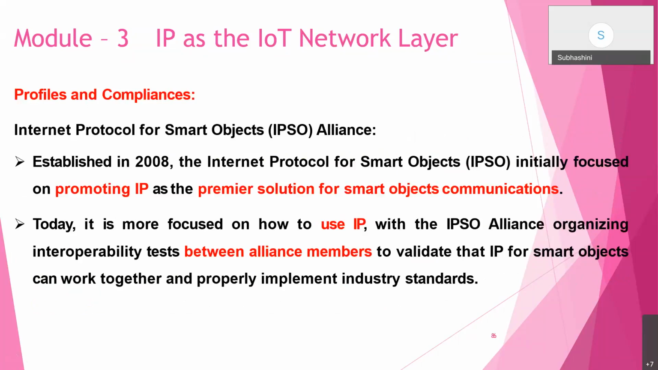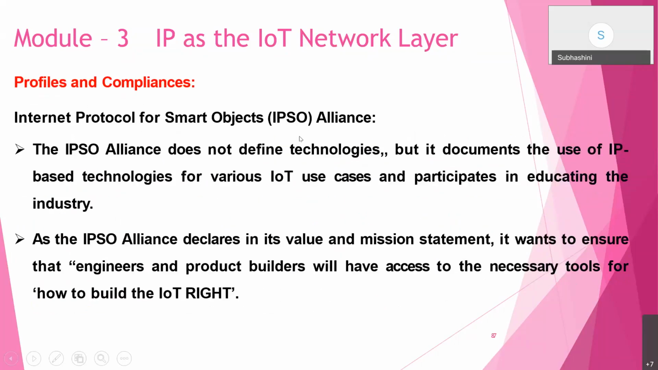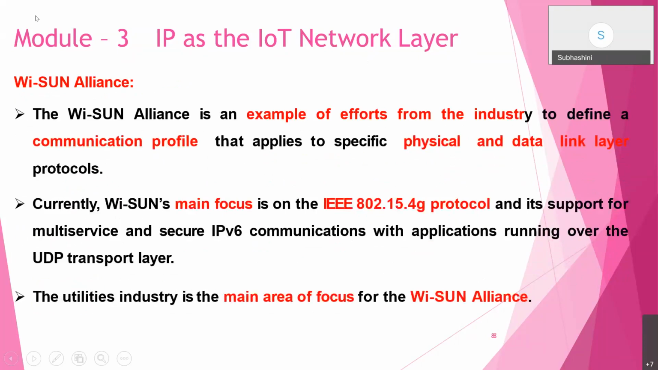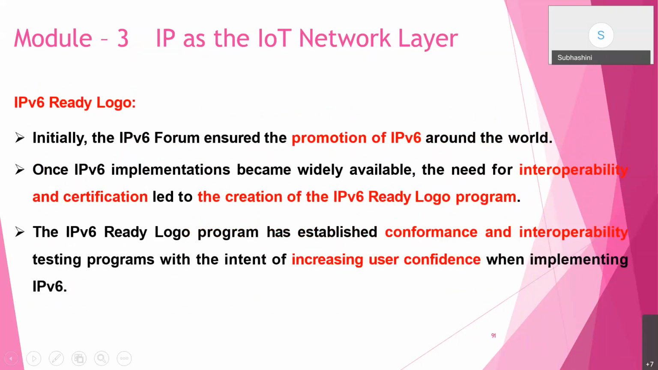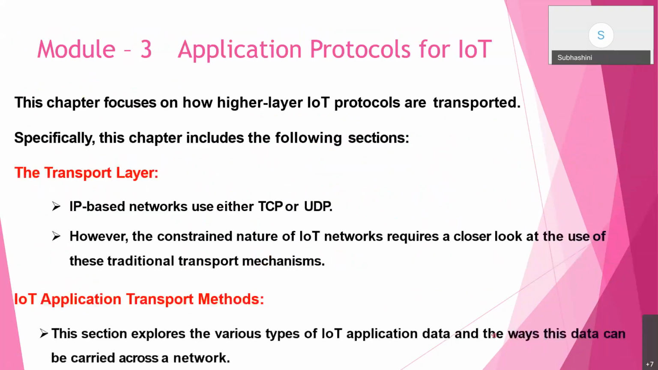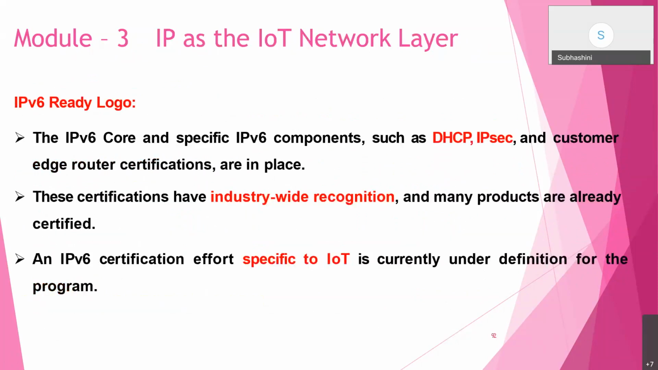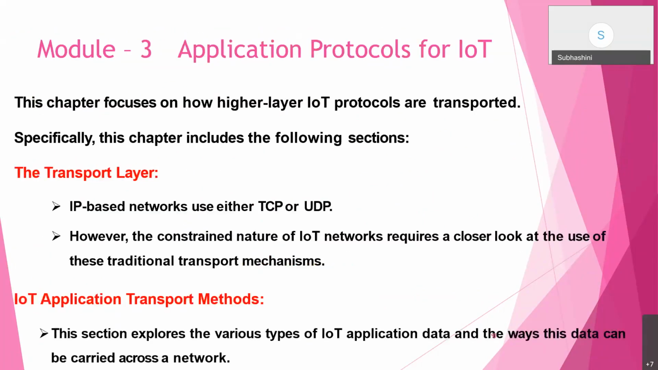And moving on to profiles and compliances. Some of the profiles and compliances for optimizing IP to IoT are the IPSO Alliance and the Wi-SUN Alliance. Then we have Thread, and then we have the IPv6 Ready logo. So up to this is one part of the chapter, and moving on to the next chapter, I'll quickly go through it as we are running out of time.